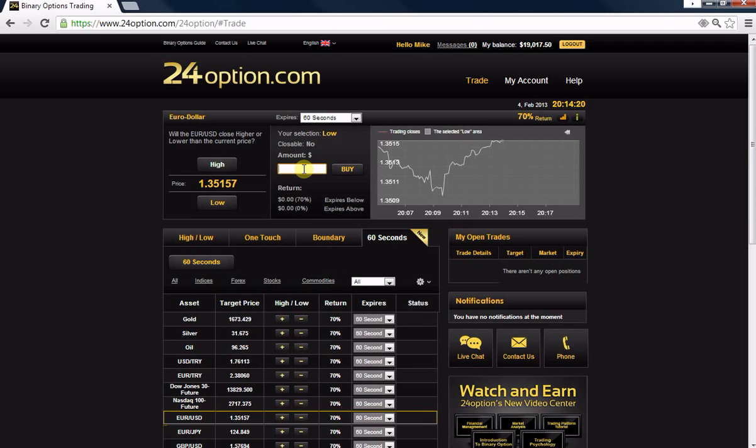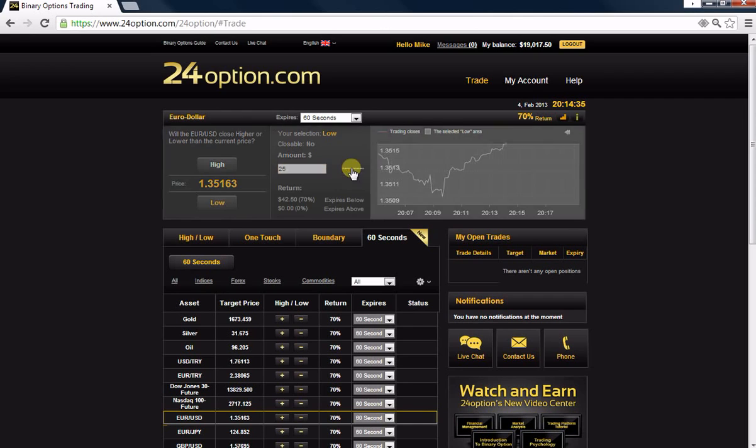platforms. So when you do this technique with 24options, you usually need to start out with a larger initial deposit in order for this technique to work. So what we're going to do is first invest $25, and go to buy.